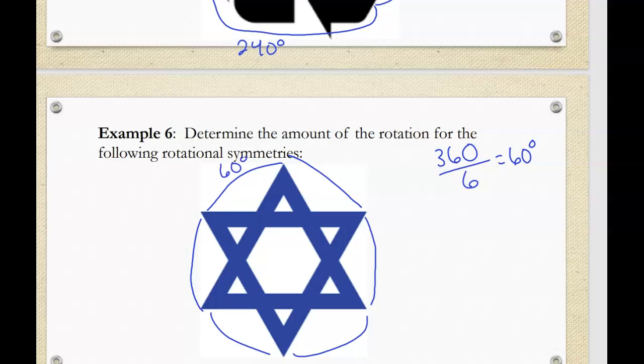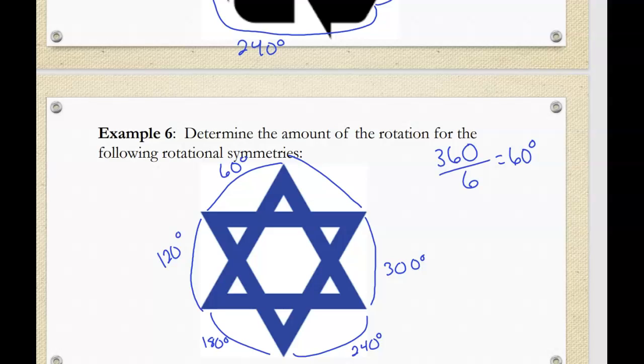So 60 degrees, 120 degrees, 180 degrees, 240 degrees, 300 degrees, and then you would go back to where you started at 360 degrees.